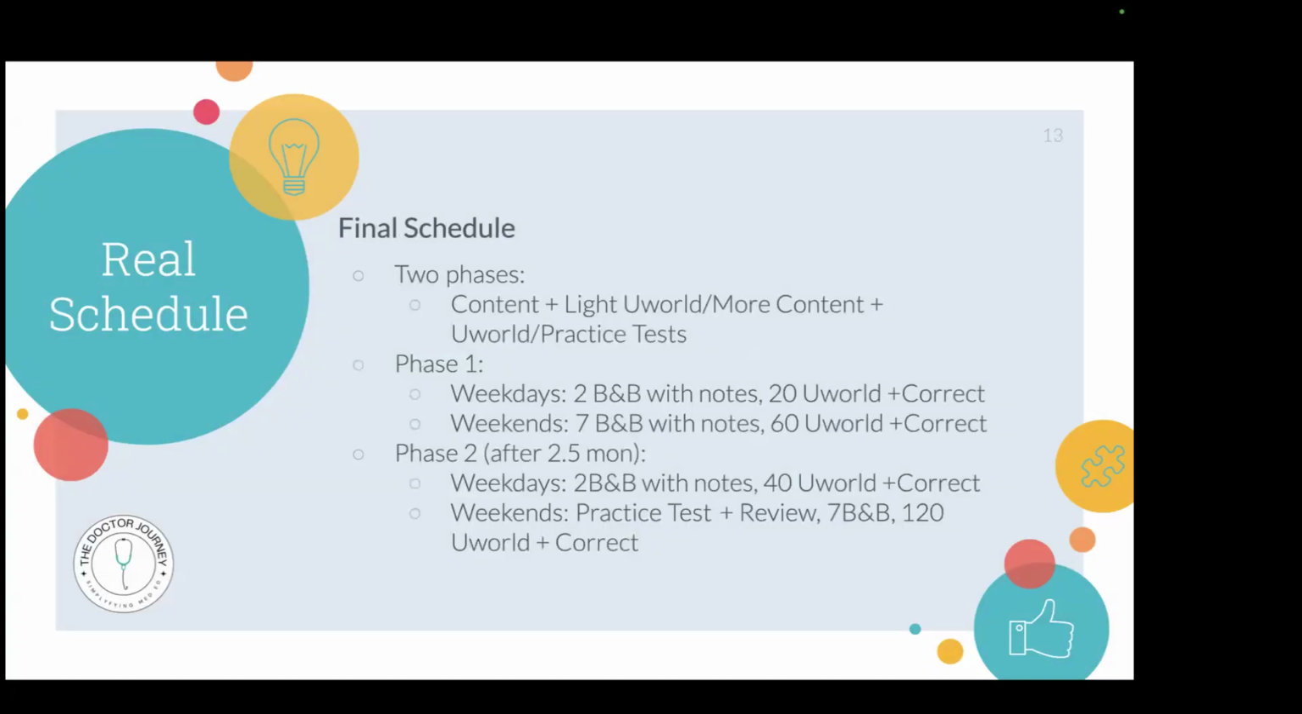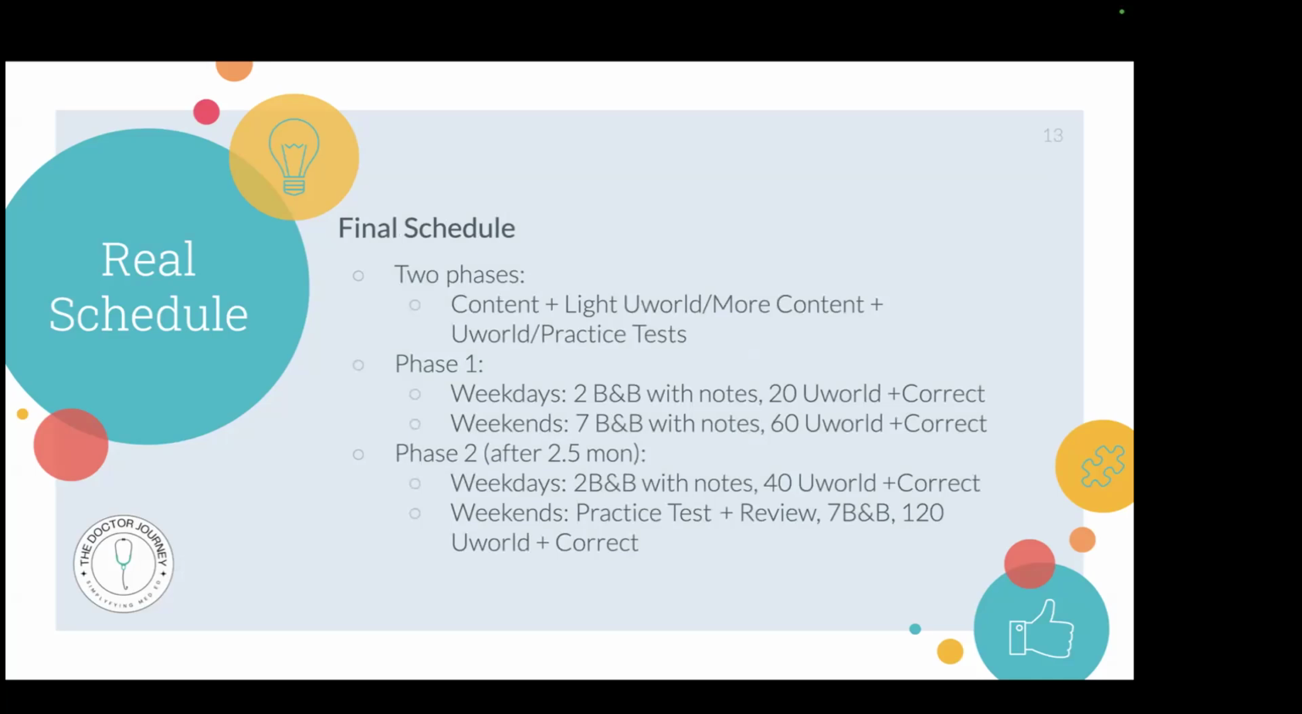So on their final schedule, the student would have 2 phases. They'd be doing content, light UWorld, and more content. By content, I mean the B&B, a little bit of UWorld, and then UWorld and practice tests. So phase 1, weekdays, like we just talked about, you're gonna do 2 B&B a day, and 20 UWorld plus corrections. Weekends, you're gonna do 7 B&B, 60 UWorld, and corrections.